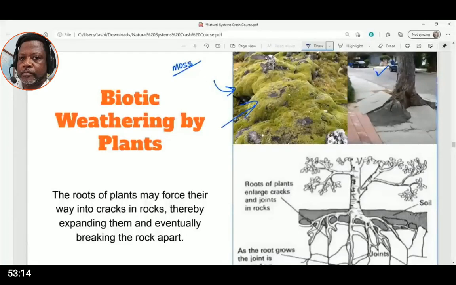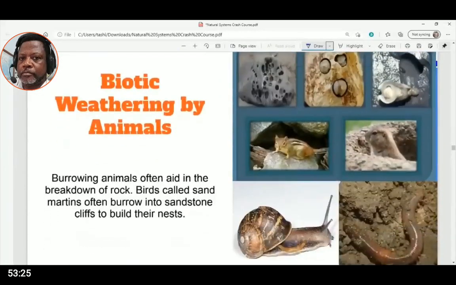So you can see that in this one, we have chemical biotic weathering, and in the next one over here, we have physical biotic weathering. So now we are moving on to biotic weathering by animals. So burrowing animals, those are the animals that dig through the soil or the ground or through rocks. They aid in the breakdown of rocks.